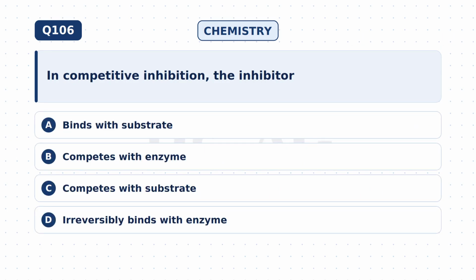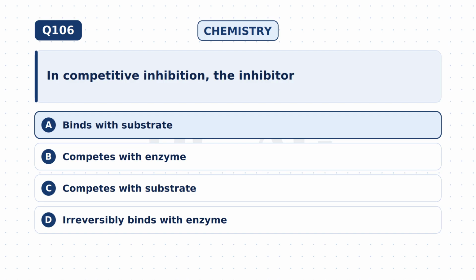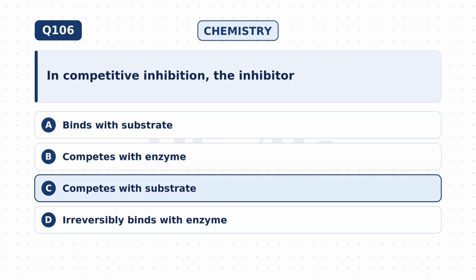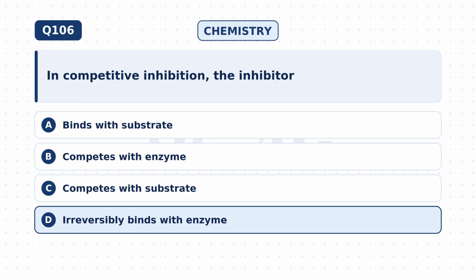Question 106. In competitive inhibition, the inhibitor. Option A, binds with substrate. Option B, competes with enzyme. Option C, competes with substrate. Option D, irreversibly binds with enzyme.